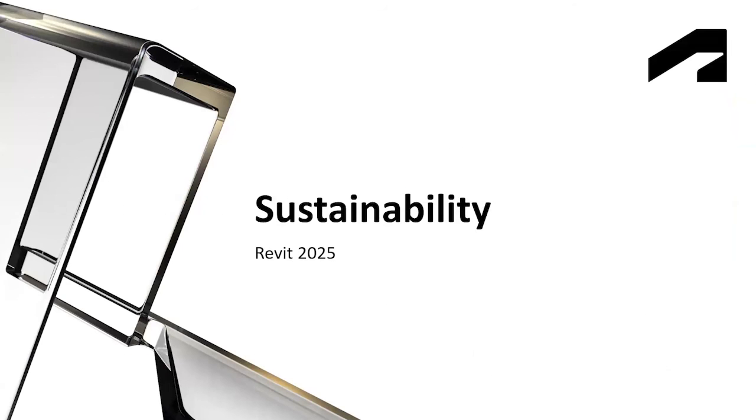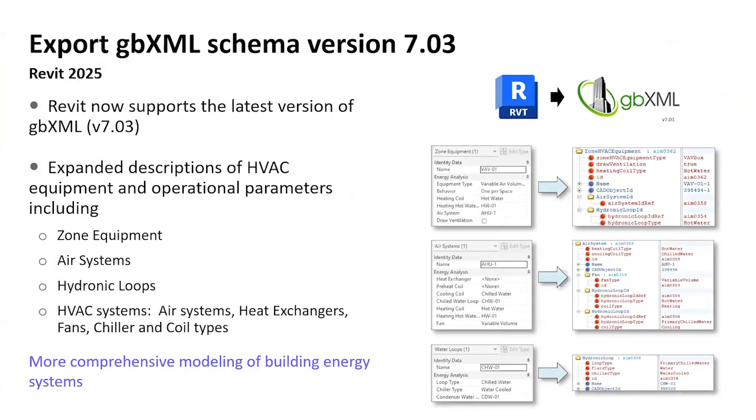On the sustainability front, Revit and Autodesk's export GBXML version is now 7.03. So basically more comprehensive modeling of building energy systems, right? We're talking about expanded descriptions for zone, air, hydronics, heat exchangers, chillers, things like that.